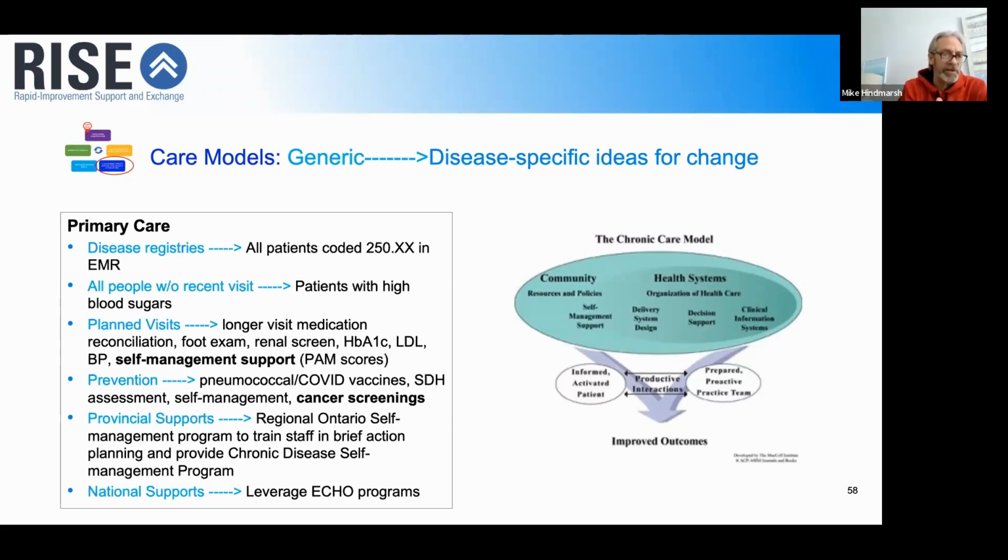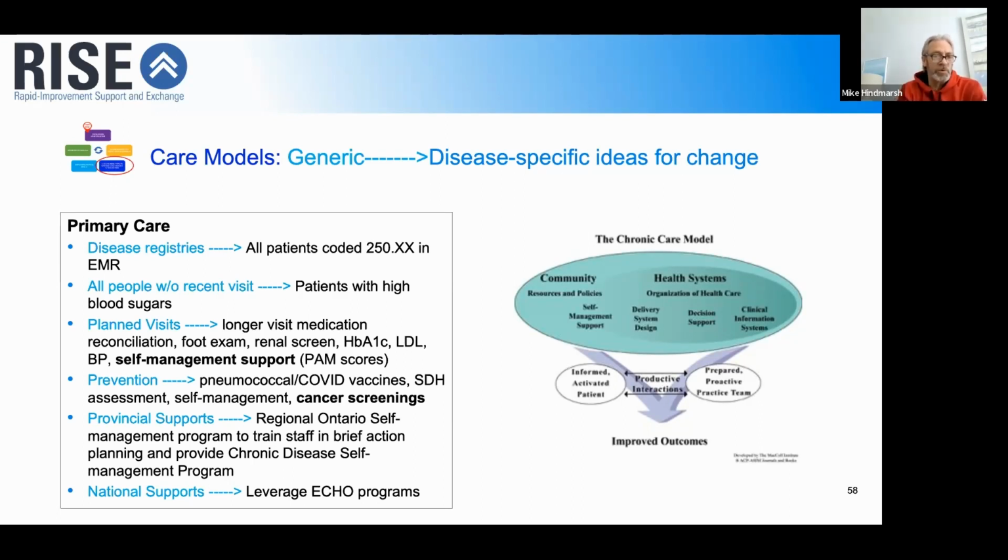Same thing again, prevention. Prevention should be part of every chronic condition visit. In this case, you want to make sure patients with diabetes have pneumococcal vaccines and COVID vaccines. Someone's done a social determinant health assessment so that they can hopefully prevent some of the impact on outcomes that SDHs have. Again, self-management and cancer screenings. All of these things are what need to happen at that visit.